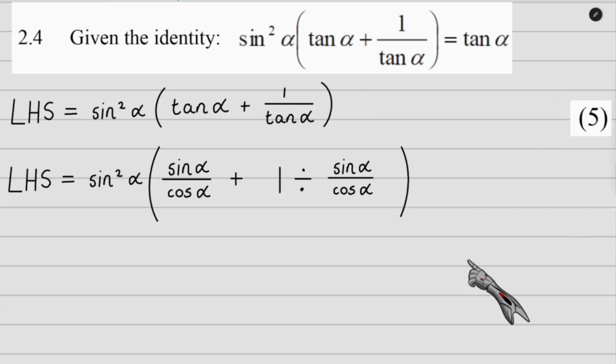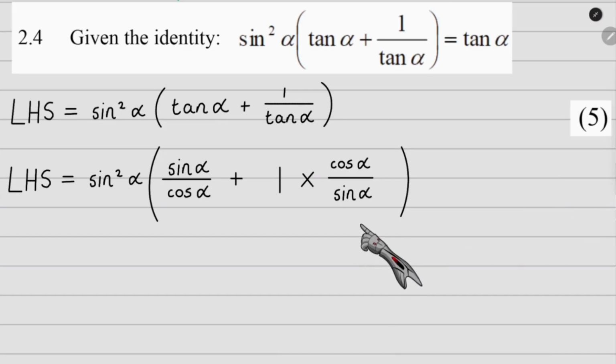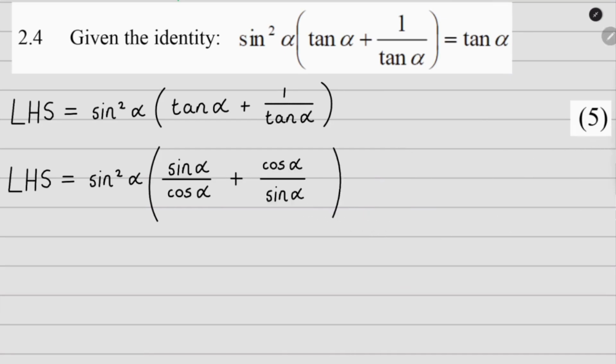So I rewrite it in the form 1 divided by sine alpha over cos alpha. And then I'm going to tip the fraction, which means I swap the numerator and the denominator. And at the same time, I change this to a multiplication symbol. Just like that. And then 1 times anything is anything, like 1 times 7 is 7, 1 times 2 is 2. So this 1 times can actually disappear. And now it's fully simplified.